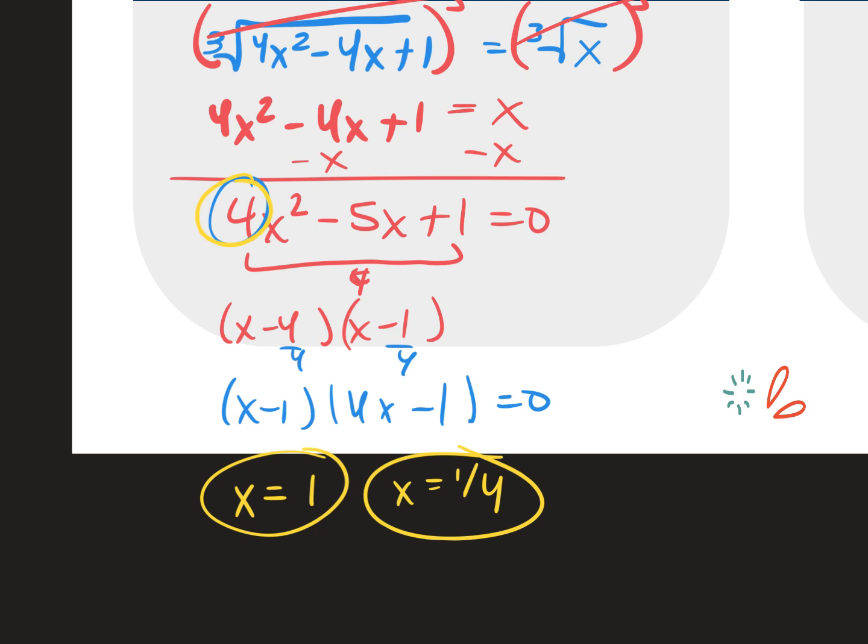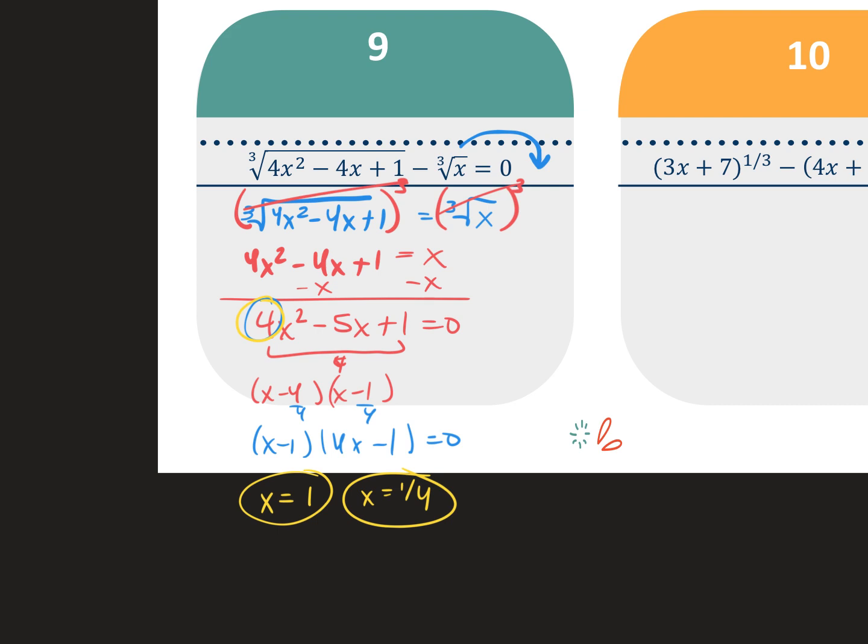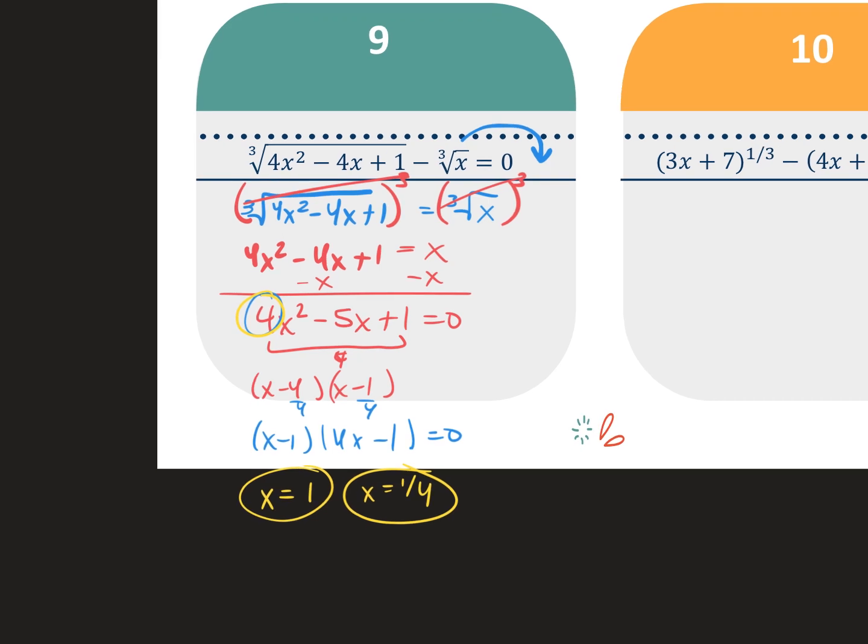Now, I'm not going to do this now to save time, but what do I need to do? Check. Are they always going to work? No. Does it sometimes happen where one works and one doesn't? Yes. Does it sometimes happen where they both work? Yes. What happens if you plug every solution you get back in and nothing works? No solution. That's a possibility, so don't forget that.